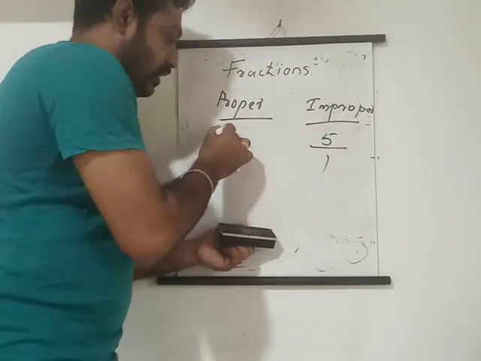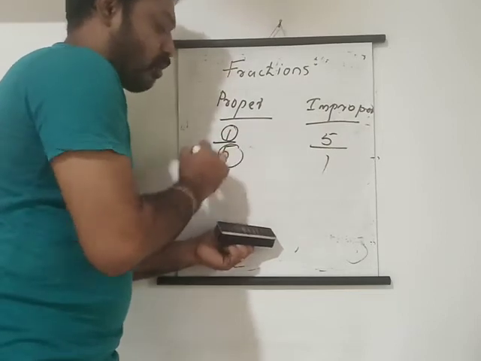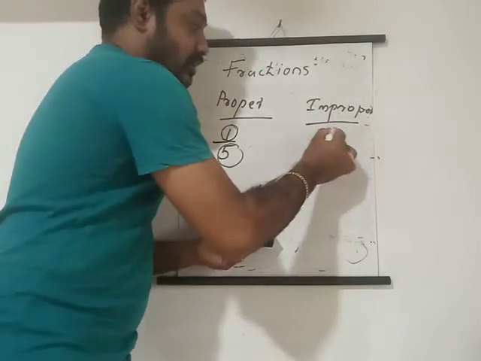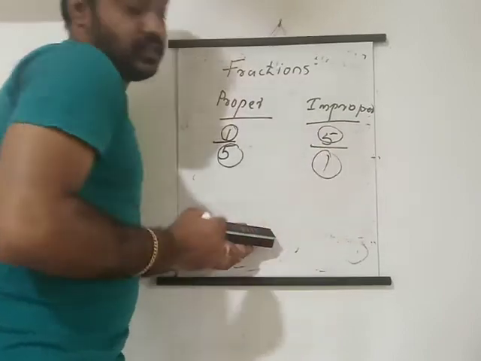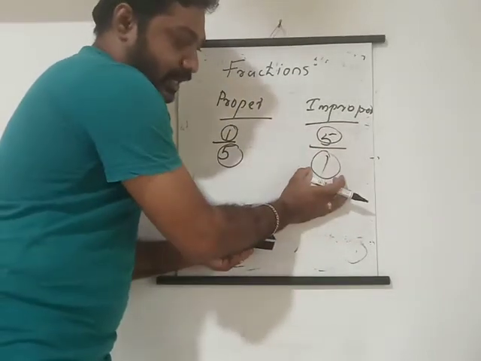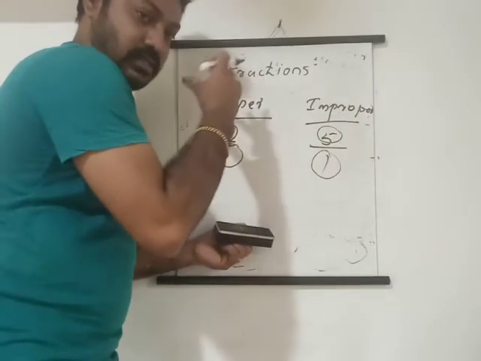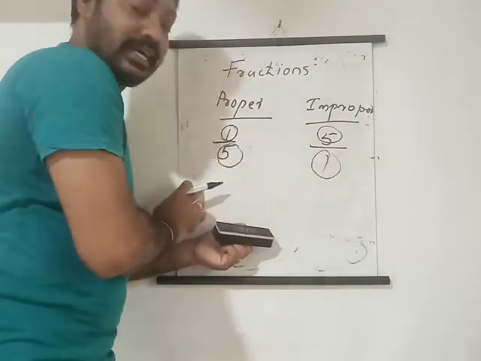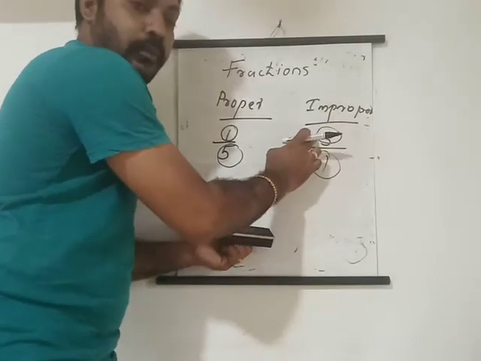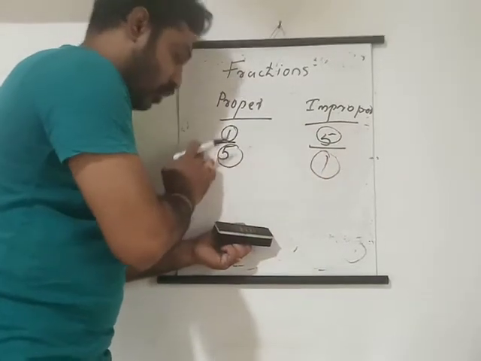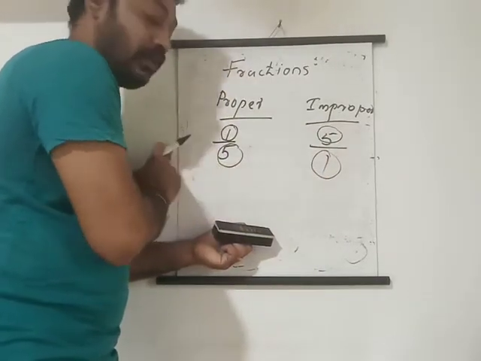What is the difference between proper and improper? Here the numerator is less and the denominator is more. Here it is opposite: a smaller denominator but a higher numerator. If the numerator is more than the denominator, this is an improper fraction. If the denominator is more than the numerator, then it is proper.